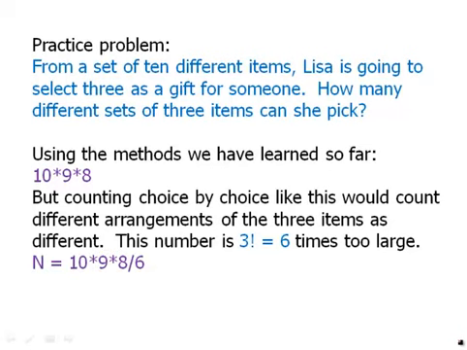So it's going to be 10 times 9 times 8 divided by 6. A little cancellation: divide the 9 by 3, the 8 by 2, and then we get 3 times 4 is 12 times 10, which is 120. And that is the number of possible sets of 3 that she could pick.